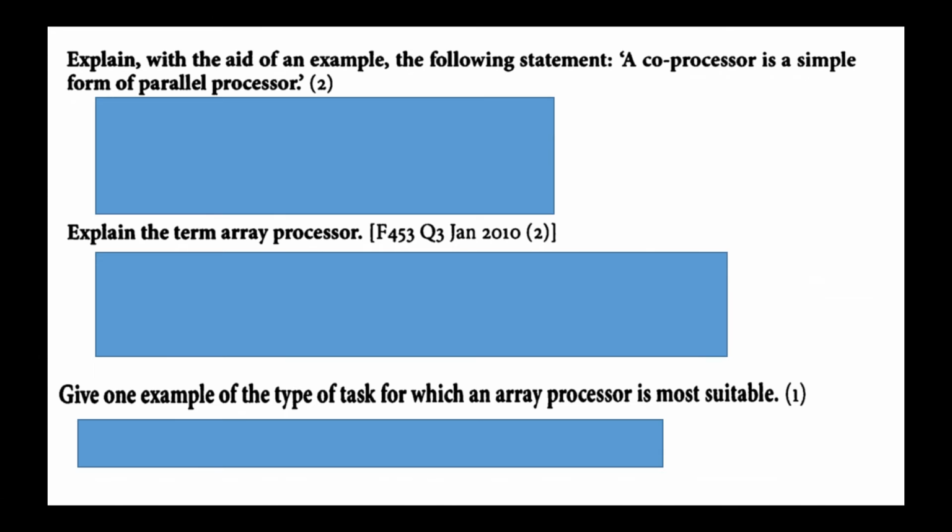So now, explain with the aid of an example. A coprocessor is a simple form of parallel processor. Explain the term array processor. Give one example of the type of task for which an array processor is most suitable. So let's have a look at the answers.